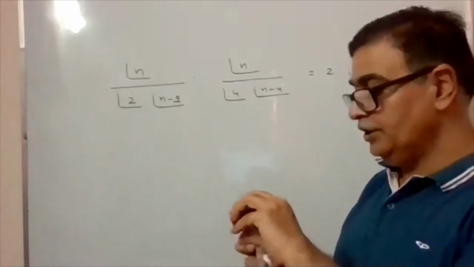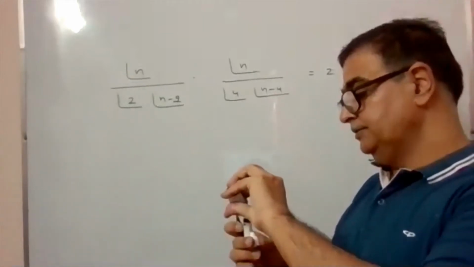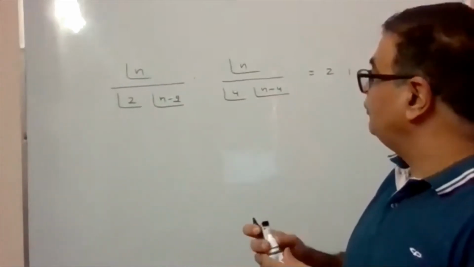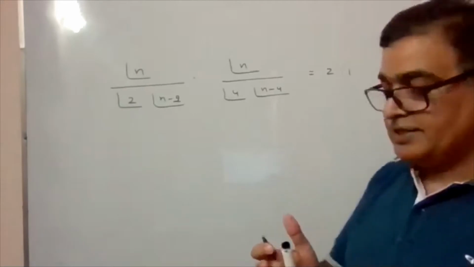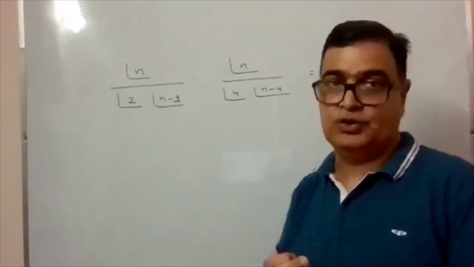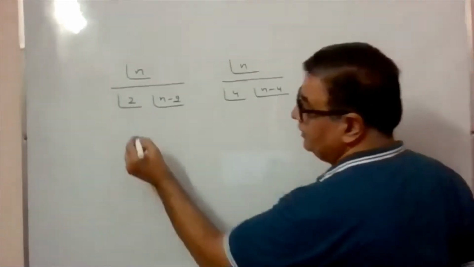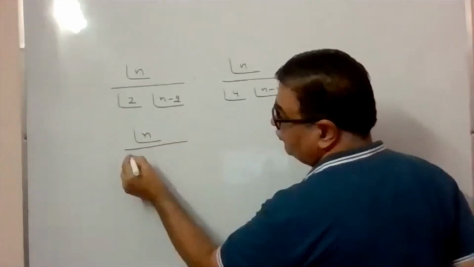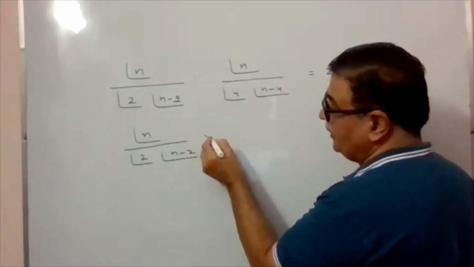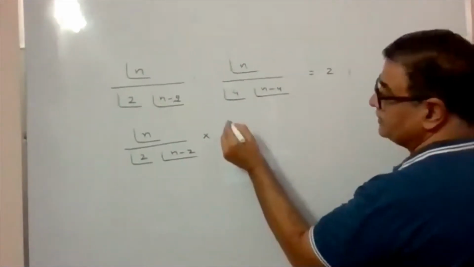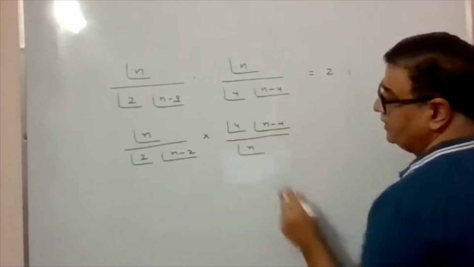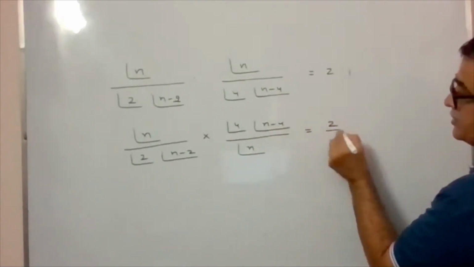Factorial n by factorial 2 factorial n minus 2 and factorial n by factorial 4 factorial n minus 4, that is coming as 2:1. So if it is coming 2:1, then what is my n? You should find out. To get this, we will start with factorial n by factorial 2 factorial n minus 2. This is a ratio, so when you convert this into multiplication, this will reverse: factorial 4 factorial n minus 4 by factorial n, and that is coming as 2/1.